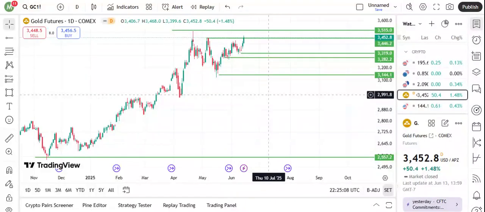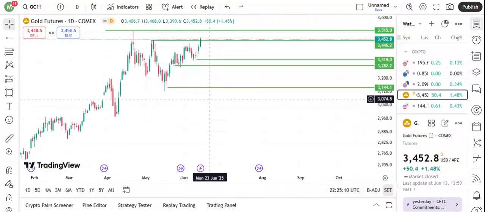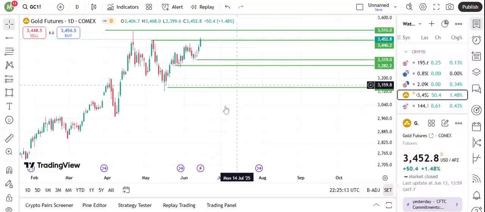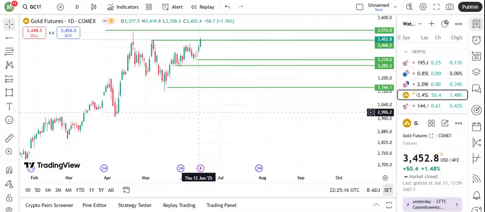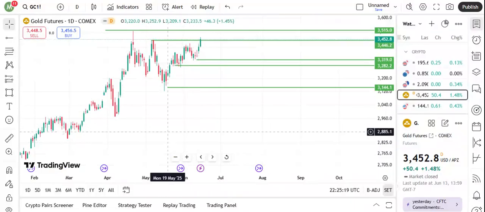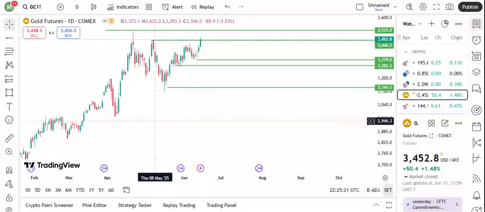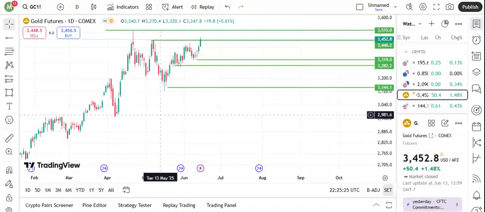You understand? So that is what we have, and that is how I go about trading, and that is how I've been consistently in the market for a very long time. Even though I do lose, in the long run, I'm making profit. So that is how I trade.